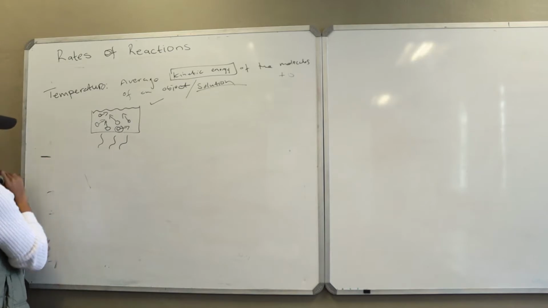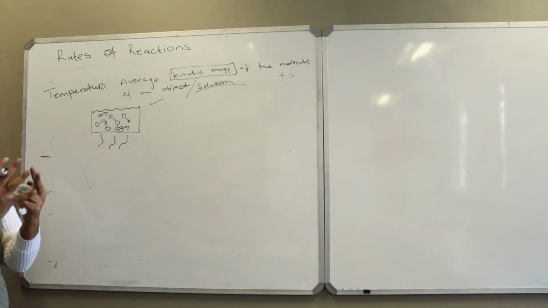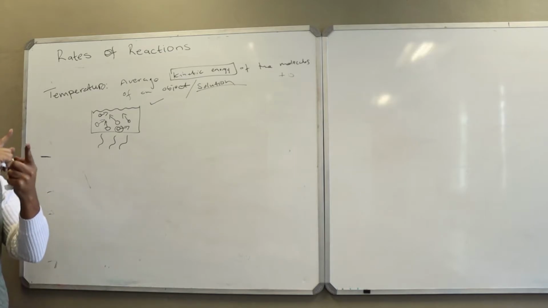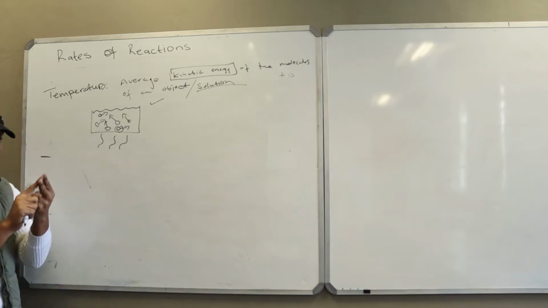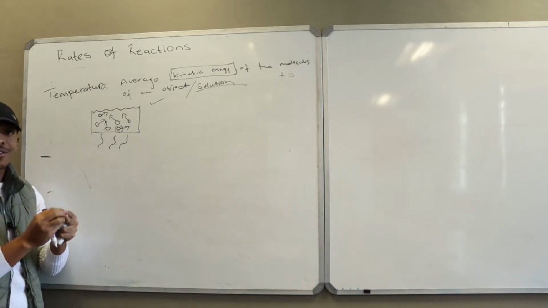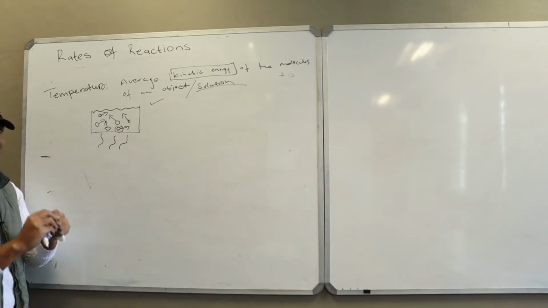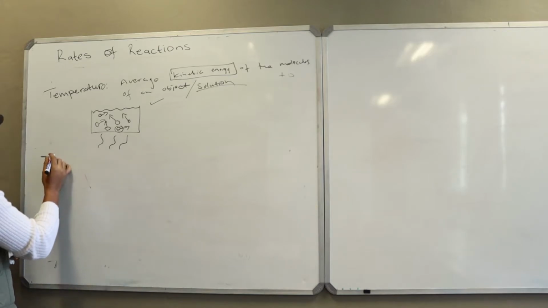Well, remember, collision theory says two things. In order for a reaction to occur, one, we need molecules or atoms to collide. And secondly, they need to collide at specific energies. But here's the important thing that collision theory says.